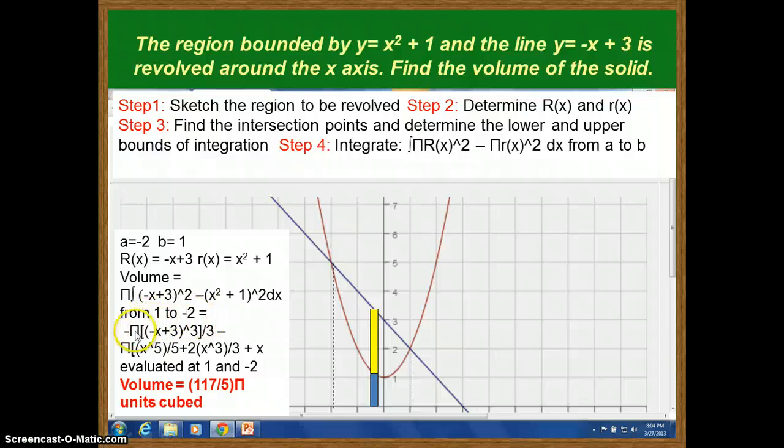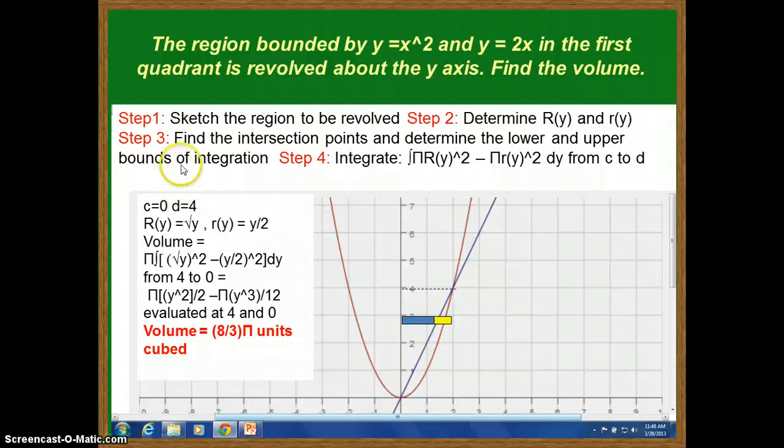And that equals, when we integrate it, negative pi times negative x plus 3 quantity cubed divided by 3 minus pi times x to the 5th over 5 plus 2x cubed over 3 plus x, all evaluated from -2 to 1. And when you do the math here, which I assume you can do, we get the volume equals 117/5 pi units cubed. So basically we're subtracting the hole, H-O-L-E, from the whole solid, W-H-O-L-E. Okay?